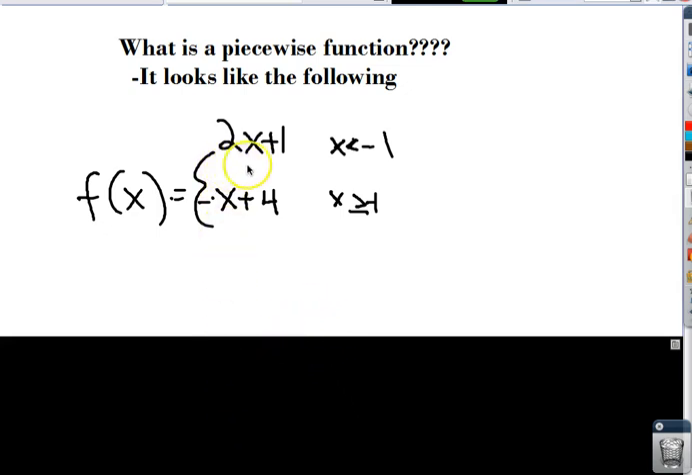Now, you see this 2x plus 1. That is an equation. We can use that equation 2x plus 1 only where the x values in my function are less than negative 1. If the x's are greater than or equal to negative 1, we will use this function over here. So it is really telling us where I can use each one of these functions. So let's take a look at what that will look like.